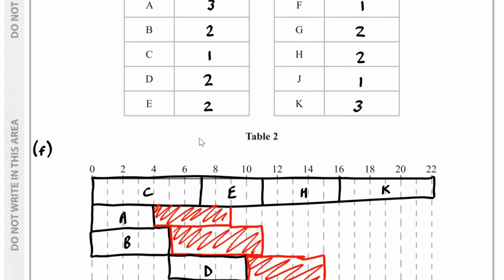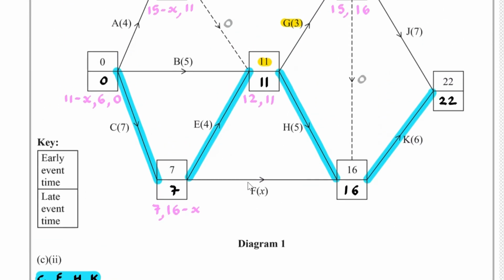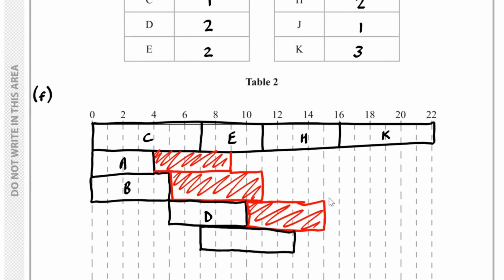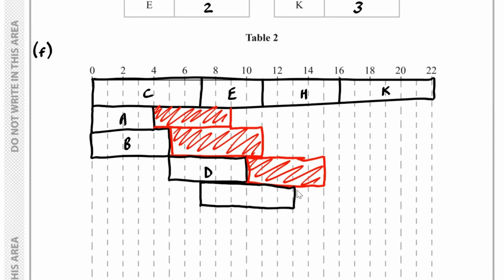And therefore the float will be just 3. 7 plus 6 plus another 3 is 16. So the float then will be 3, as we see here. So this is F. Then we've got G.